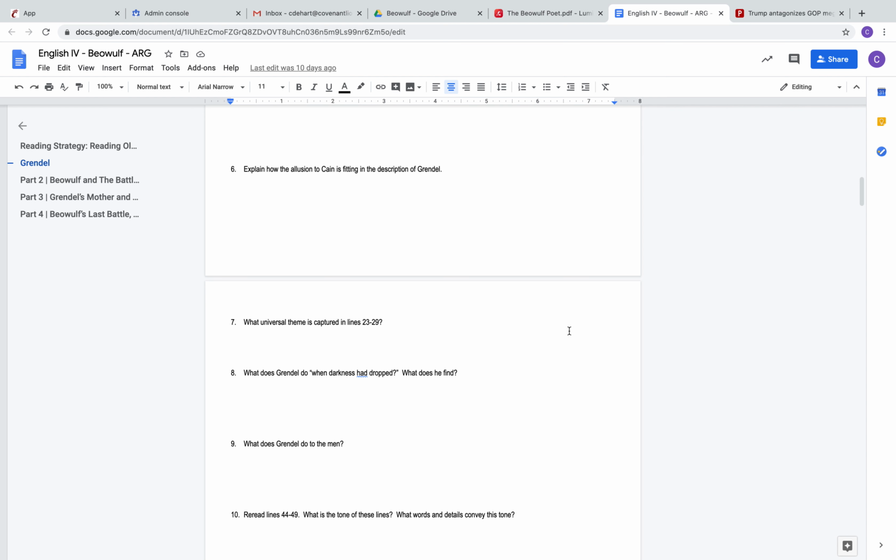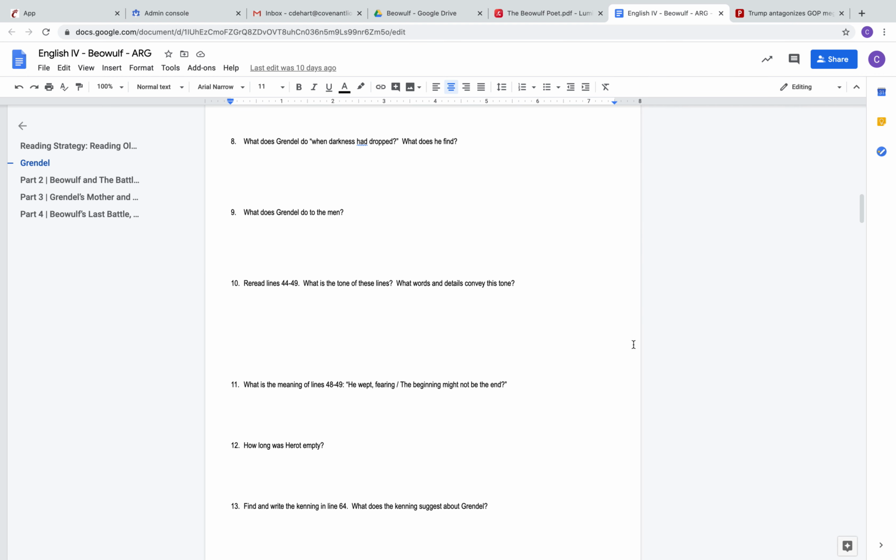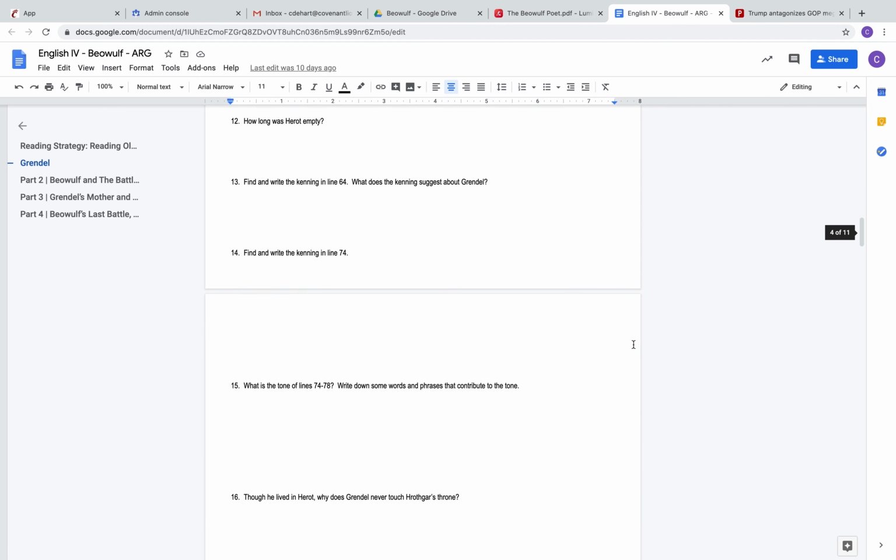Are we getting a good feeling about Grendel right now? Are we feeling sorry for Hrothgar right now? Heorot stayed empty for 12 years. That's a long time. That's how long Hrothgar and his men both mourned, but also remember, at least 30 plus of his men were killed by Grendel. So it takes a while to replenish, so to speak. Not good.